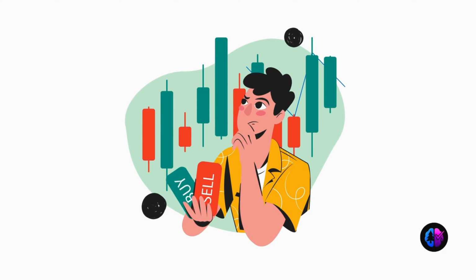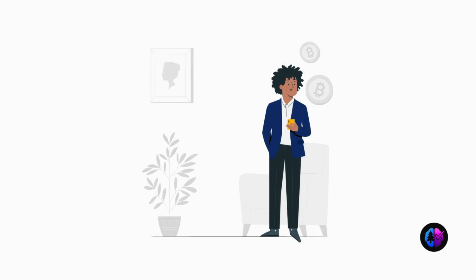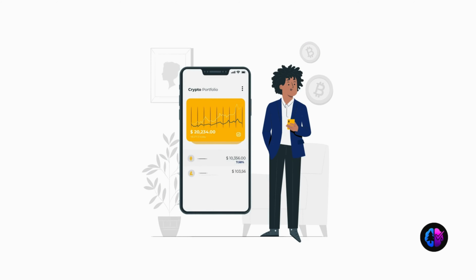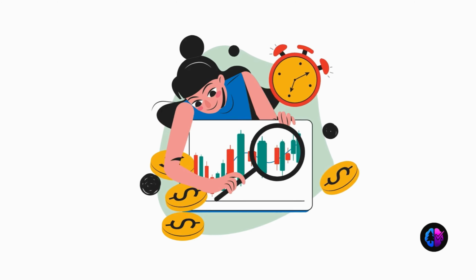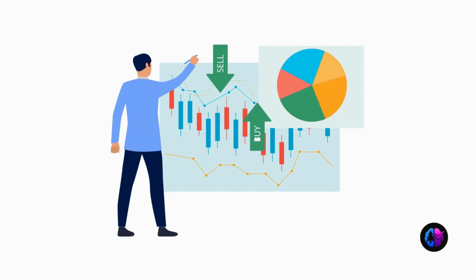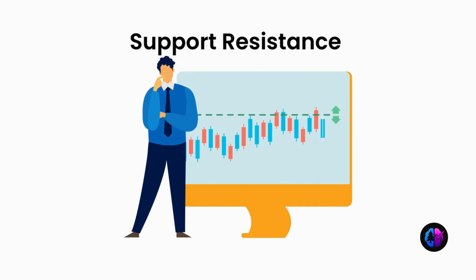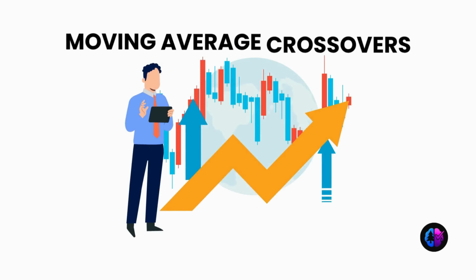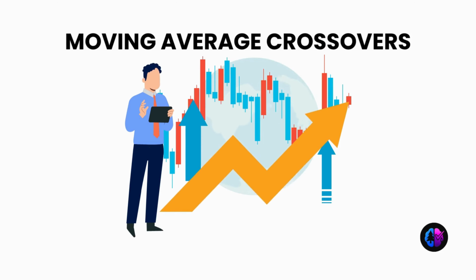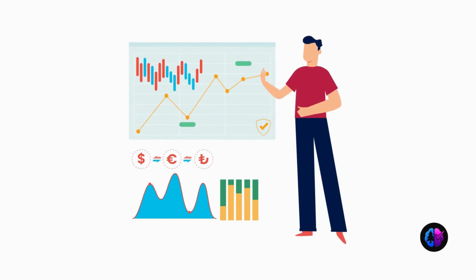Why do these work so well? Because they show you exactly when big trends are starting or ending. You now have three powerful methods to spot buy and sell points. RSI for momentum signals, support resistance for key price levels, and moving average crossovers for trend direction. Combine them for ultimate confirmation.